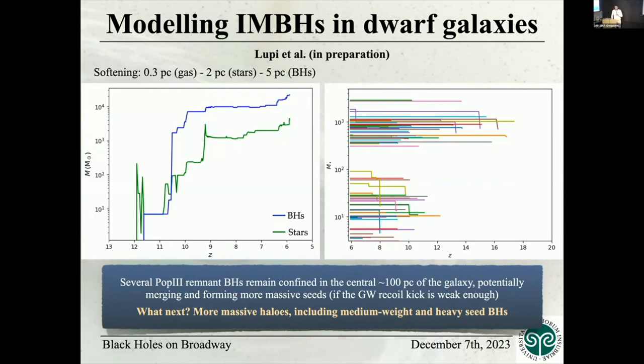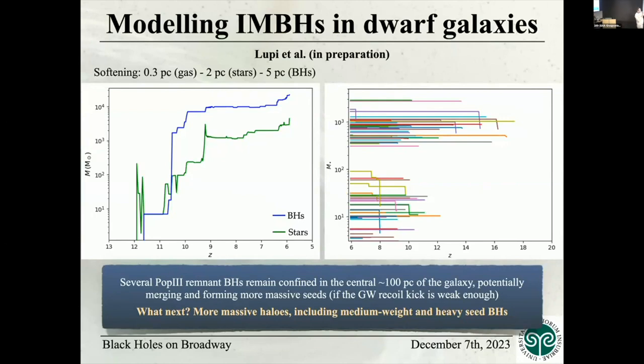Sorry. One last question. Thanks. Great talk. I was wondering, if you were to calculate the total mass of POP3 stars in your galaxy, what fraction of that mass is actually ending up as the total black hole mass of your POP3 seeds?